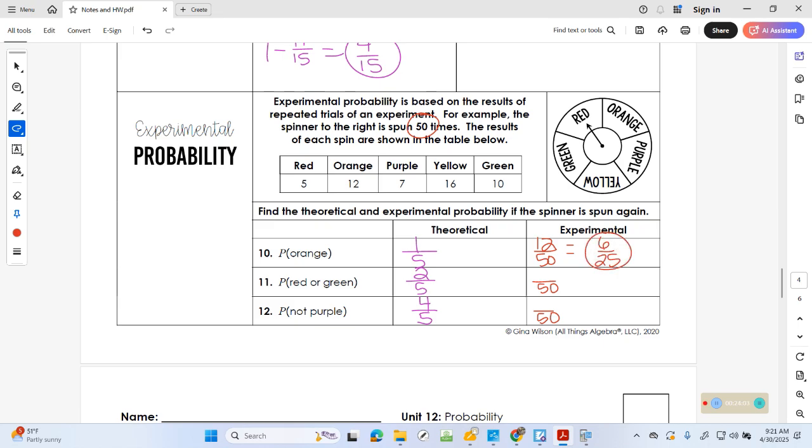Okay. How many red or greens total? 15. 10 green, 5 red, total of 15. This is ridiculously easy. 3 out of 10. Okay. And the not purple. What's the easiest way to do the not purple? Yeah, I would just do 50 minus 7, which is what? 43. Does 43 over 50 reduce? No, circle it, we're done. That is probability, my friends. Love it.